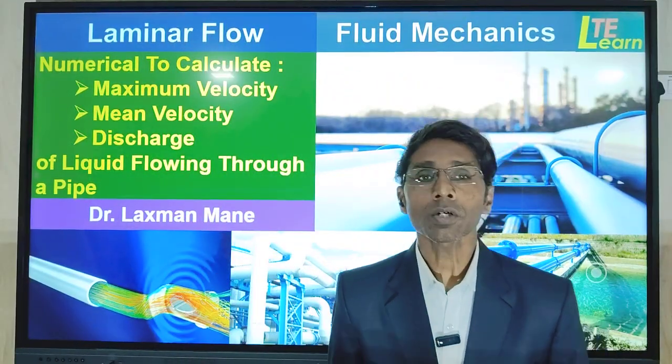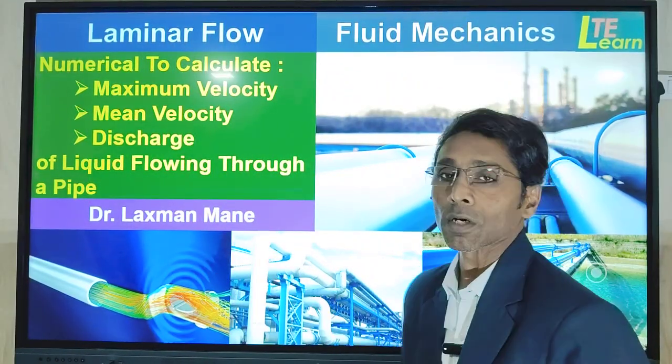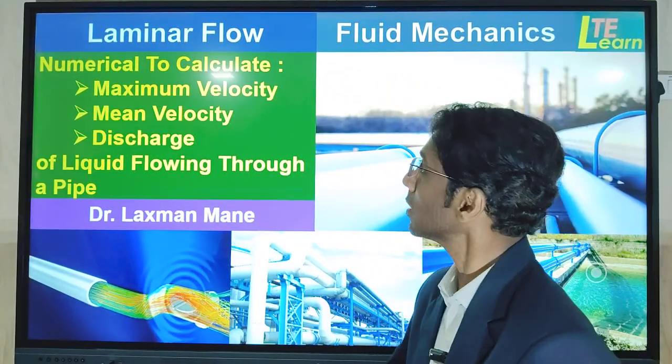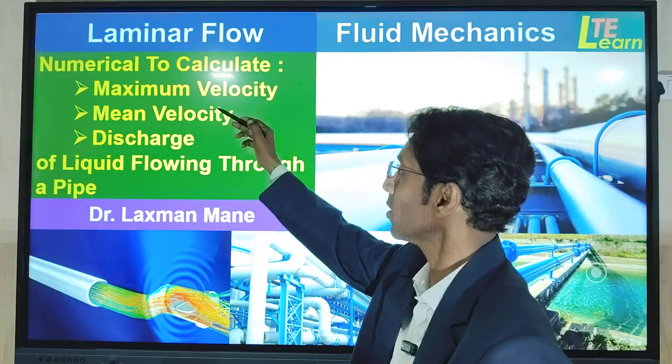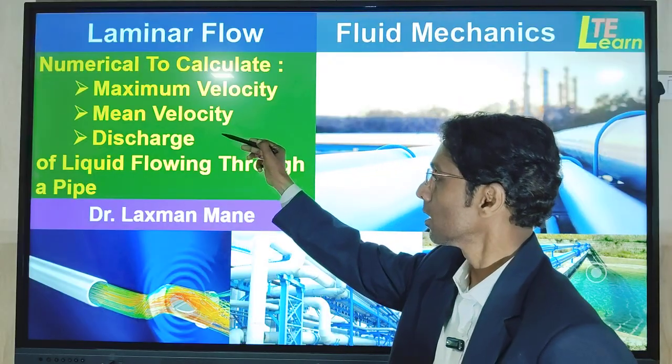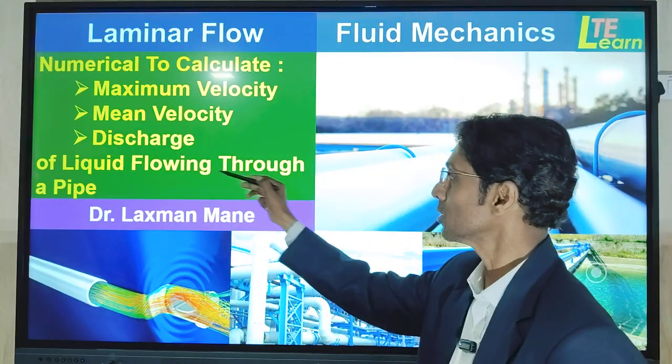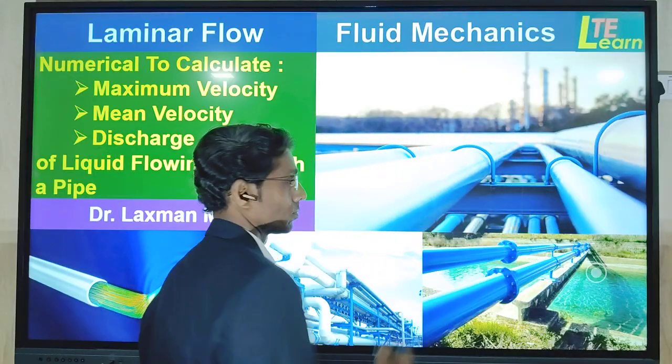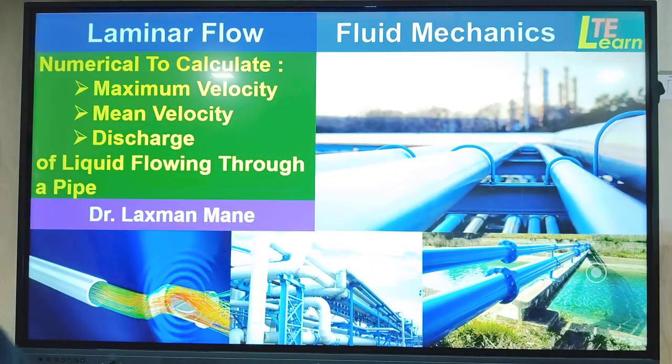In this session, we are going to see a procedure to solve a numerical to calculate maximum velocity, mean velocity, and discharge of liquid flowing through a pipe. So let us see a statement of the numerical.